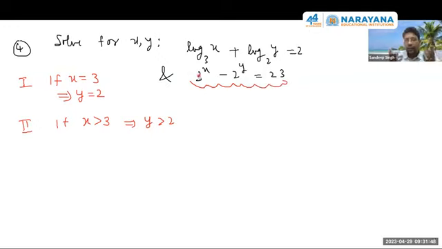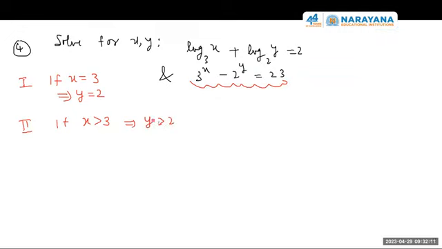Because if x and y are some finite numbers, their difference is constant. If I am increasing one, I must also increase the second. Basic thing, correct? So if 3 and 2 satisfy this, then if x is greater than 3, y also has to be greater than 2 to balance the difference. Am I clear? Tell me fast.